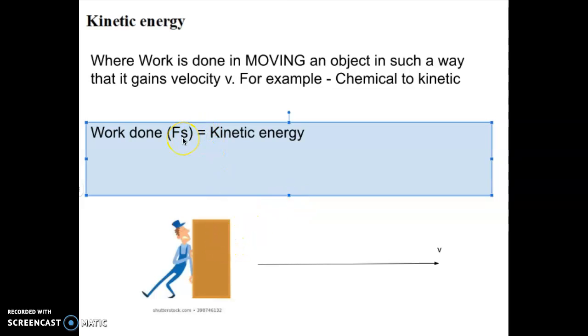Now, how are you doing that? You are doing work. You are applying a force and it is traveling a distance d. So that means the work that you do, force times displacement, will be equal to the kinetic energy eventually gained by the piece of furniture you're moving. So this is the beginning of our proof. F times s, force times displacement, equals kinetic energy. But what do we mean by kinetic energy? Let's have a look.